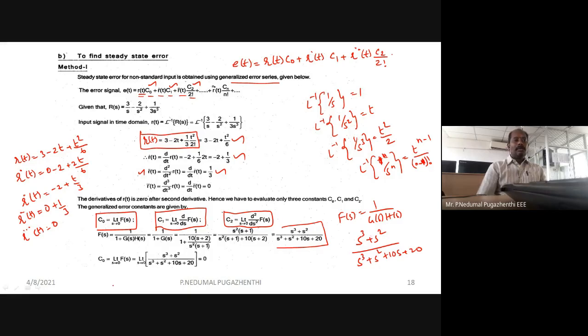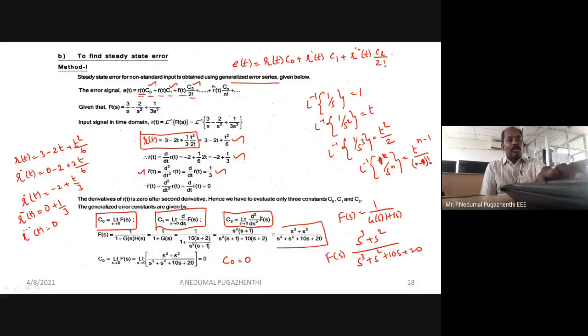Okay, so if I apply that formula for C naught, which is the limit as s tends to 0 of f of s, all s terms become 0. Since the numerator is going to be 0, the entire function becomes 0. So C naught will be equal to 0, because s cube plus s squared is there in the numerator. The coefficients are 0, so obviously you will get 0 by 20, which is 0.